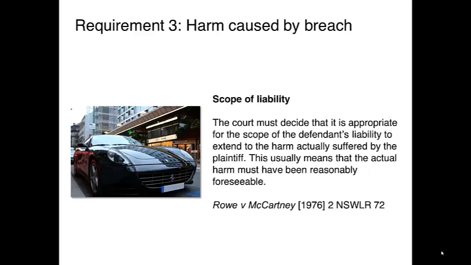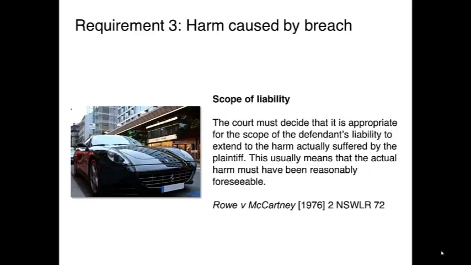The second element of the third requirement is scope of liability. The harm suffered by the plaintiff must be a reasonably foreseeable consequence of the defendant's carelessness. If the harm suffered by the plaintiff was not reasonably foreseeable, then the defendant will not be responsible for that harm. In other words, a defendant is only responsible for the reasonably foreseeable consequences of their carelessness, not for harm that was not reasonably foreseeable.